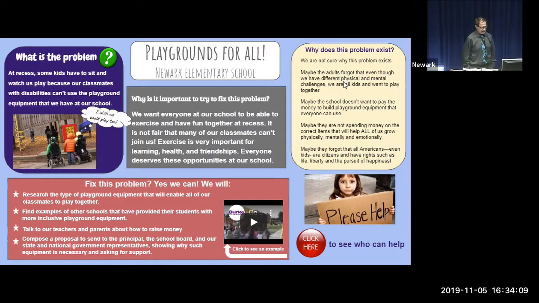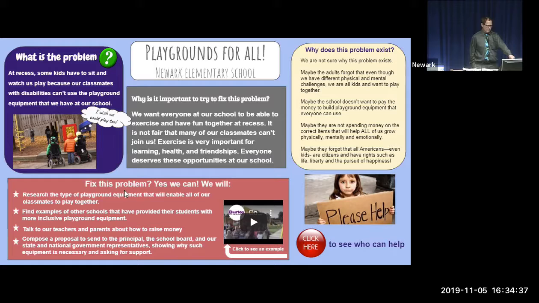So the next thing is, why is there a problem? And it could be things like, well, it seems like nobody ever thought about this in the first place. Or maybe the money isn't going to playgrounds, it's going to something else. It's kind of like here at UD, right, where all the money is going to the Star Campus and not going to dorms, right? But that's a different thing. So, or maybe they forgot these things, right?